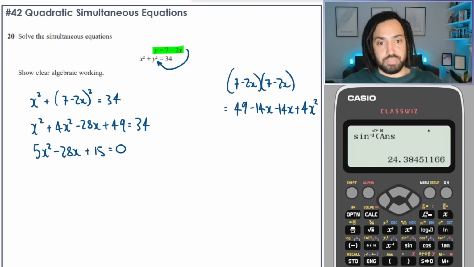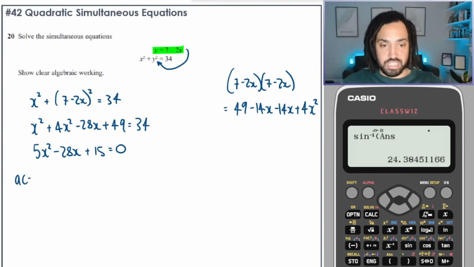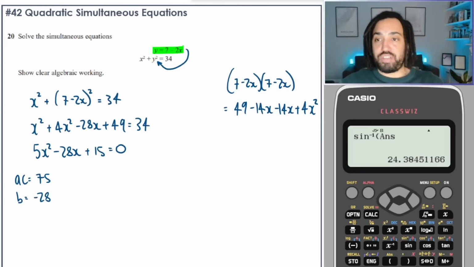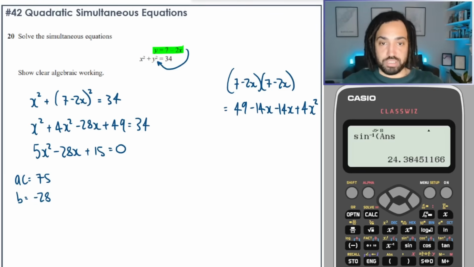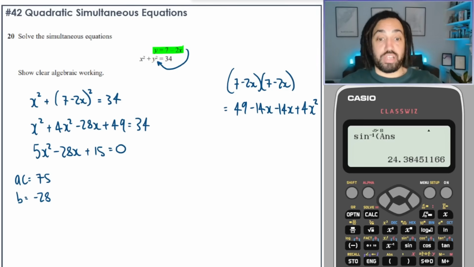Okay, we need to factorize this. So AC is equal to 75 and B is equal to minus 28. And I know it factorizes because they don't ask me to give my answers to like 2 decimal places or anything like that. So there must be some nice numbers. Okay, got it.